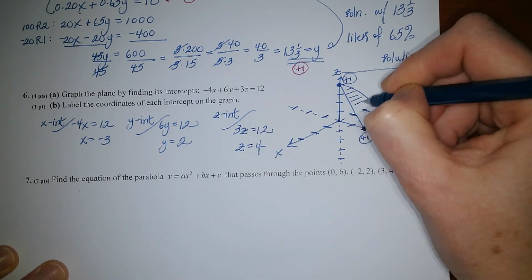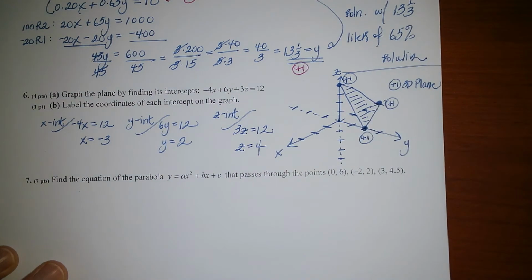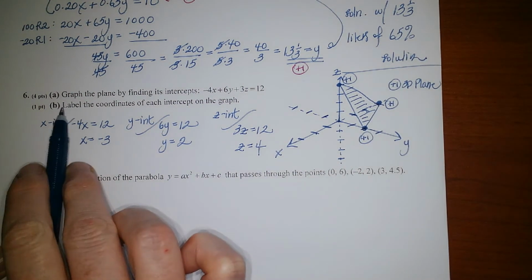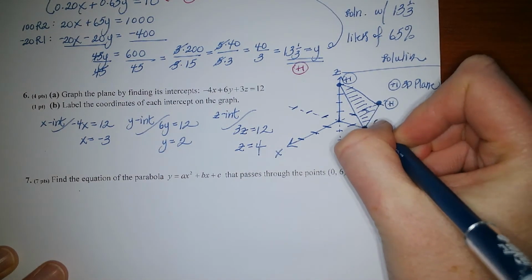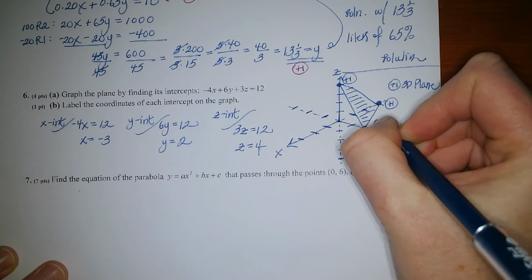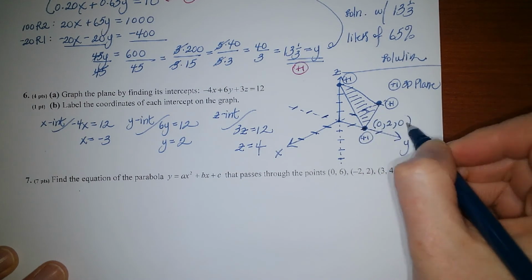And this is the ideal answer for that one. There we go. Okay. And then the last point is for labeling the coordinates of each intercept on the graph. So that would look like this. So next to this point, you'd put (0, 2, 0), right? Because y is 2 and the other two coordinates are 0.